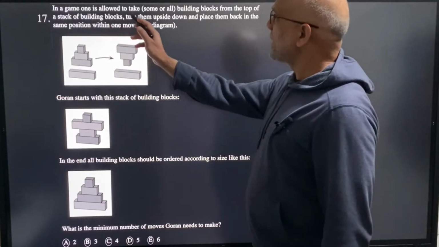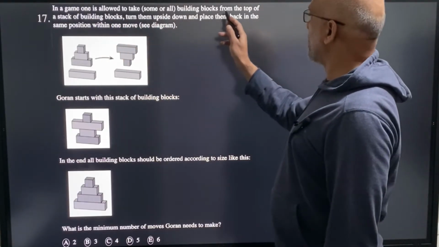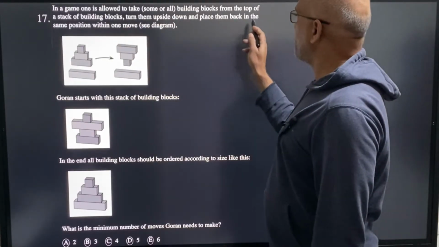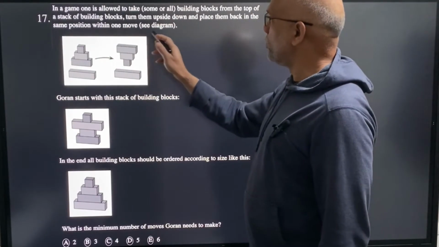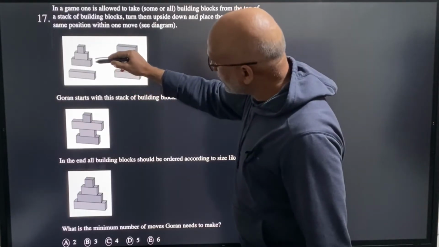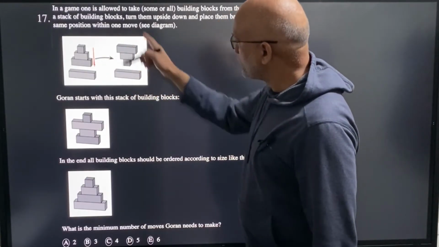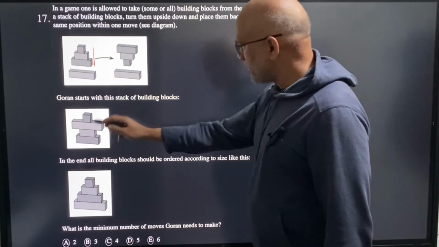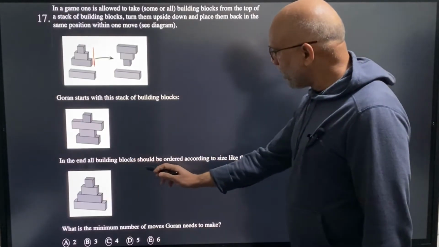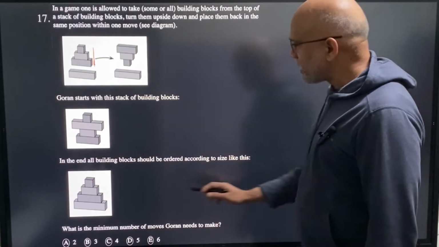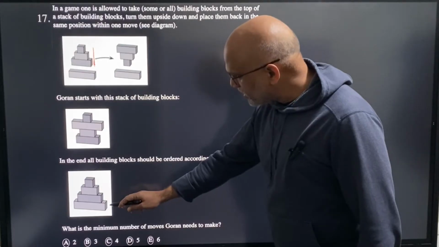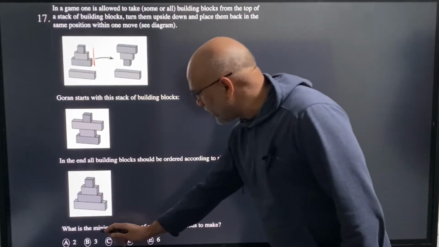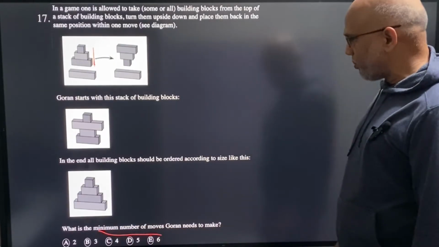In a game, one is allowed to take some or all building blocks from the top of a stack of buildings, turn them upside down and place them back in the same position within one move. See diagram. Here I'm taking some of the blocks, turning them and putting them down. Goran starts with this stack of buildings. In the end, the building blocks should be ordered according to size like this. So the biggest one is on the bottom and the smaller ones on the top, and so forth. What is the minimum number of moves Goran needs to make?